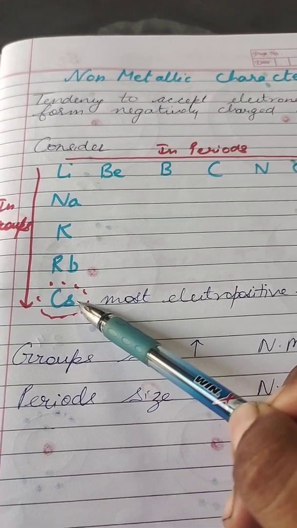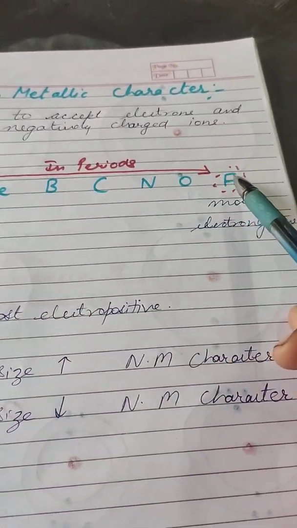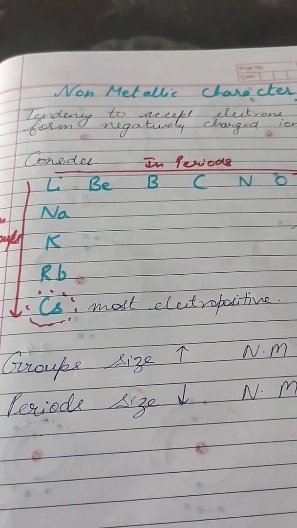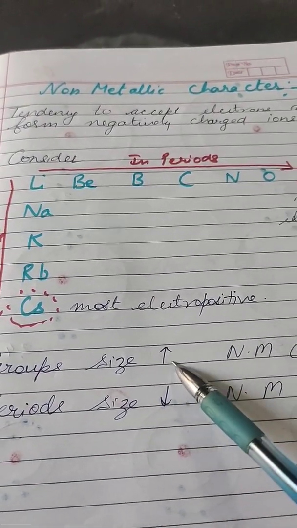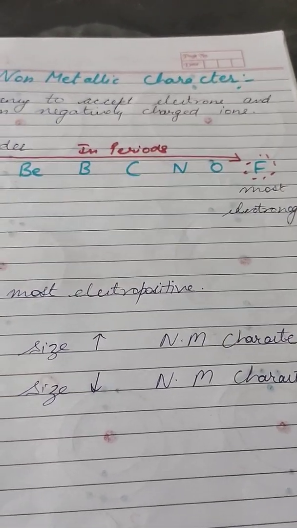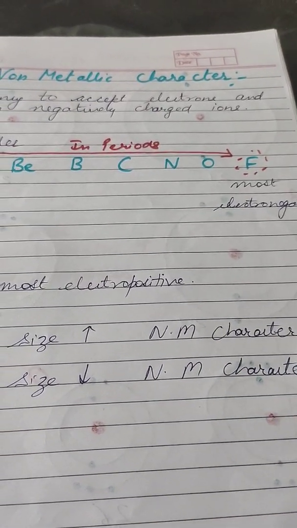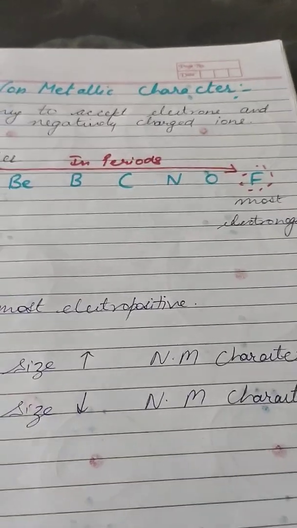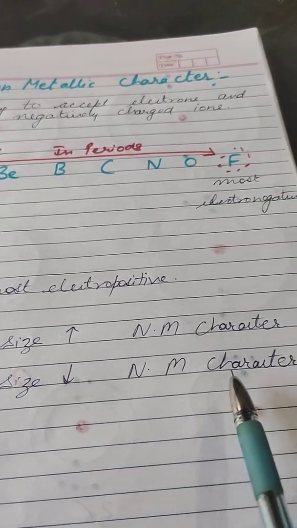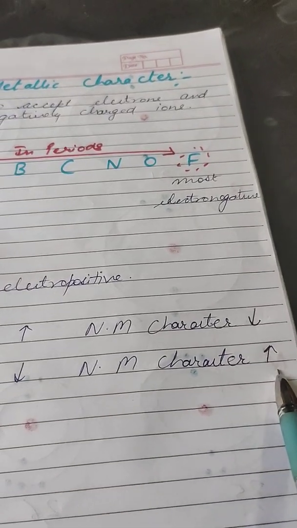सबसे बड़ा साइज इसी का ही है. And in a period, fluorine is going to have the smallest size. So what I can say, as the size increases, non-metallic character decreases. As the size increases, non-metallic character decreases. Why? And in periods also, size increases, whereas non-metallic character increases.